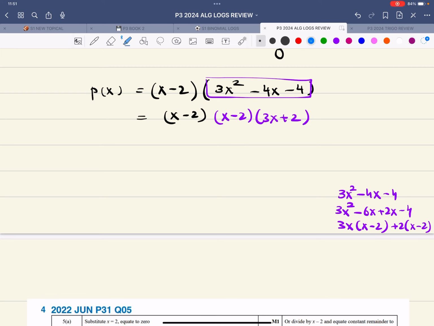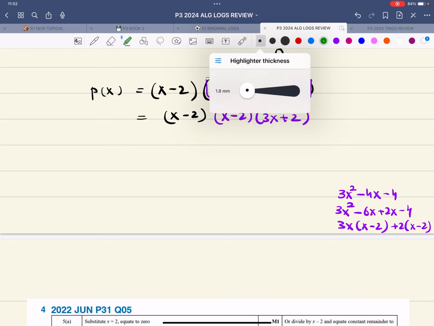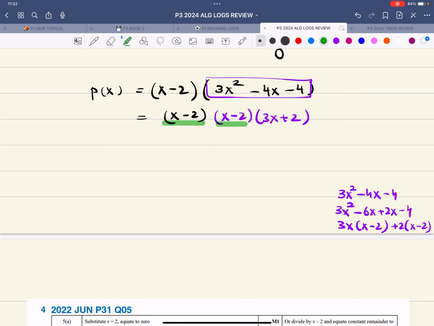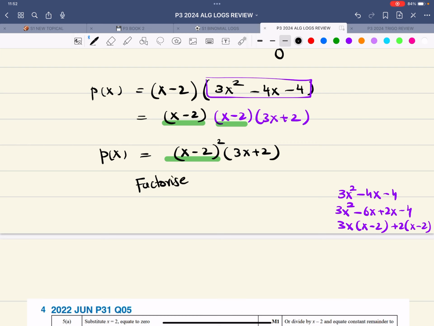Now these two are the same. So therefore, let me highlight this thing. So this and this is the same. So therefore, let me write over here, that is (x minus 2) whole square, (3x plus 2). And this is p(x) factorized completely. So that is how we have factorized a cubic equation.